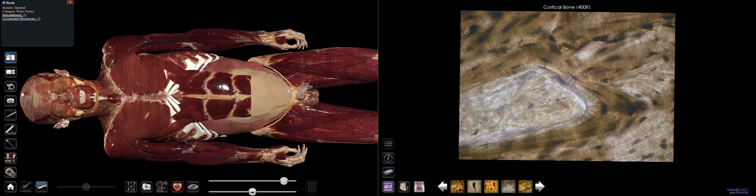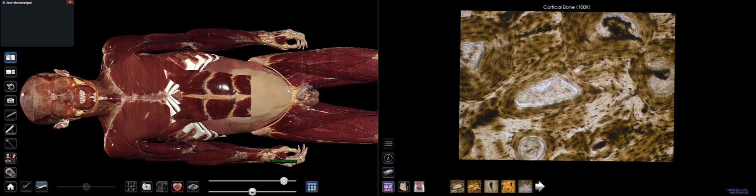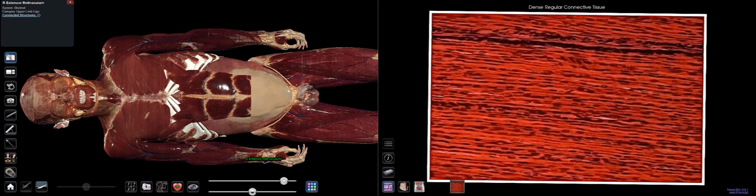Okay, so let's do a tendon here. Second, let's see if I can click on a tendon. Metacarpal. Extensor retinaculum.